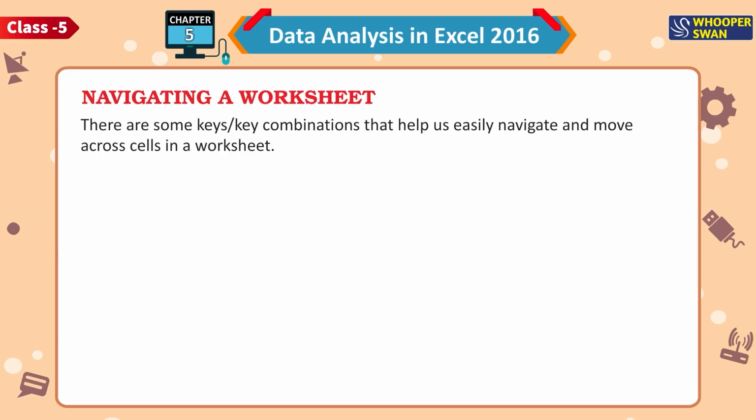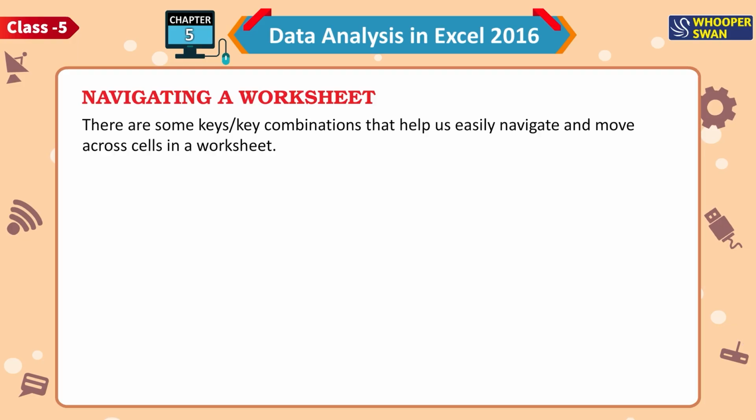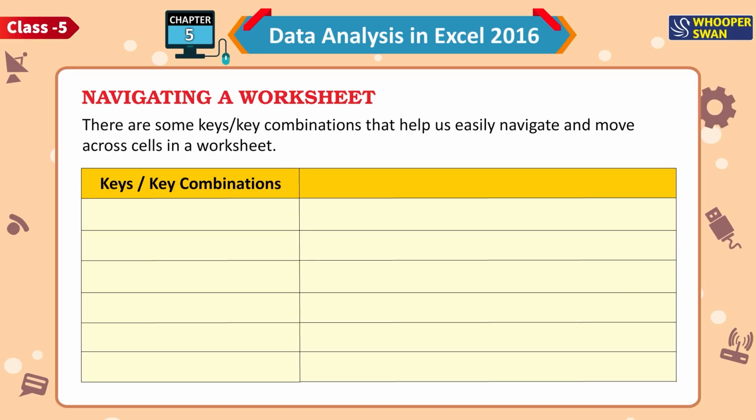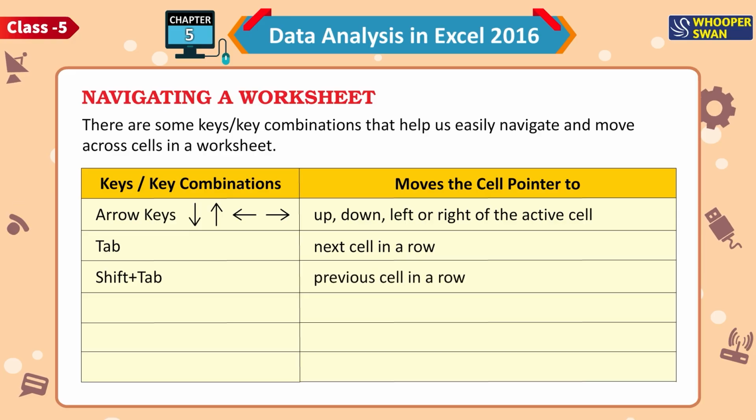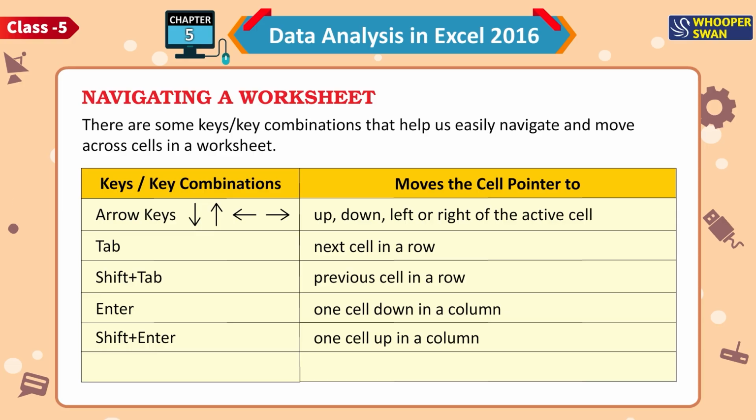Navigating a worksheet. There are some key combinations that help us easily navigate and move across cells in a worksheet. Key combinations. Arrow keys move the cell pointer up, down, left or right of the active cell. Tab. Next cell in a row. Shift plus tab. Previous cell in a row. Enter. One cell down in a column. Shift plus enter. One cell up in a column.